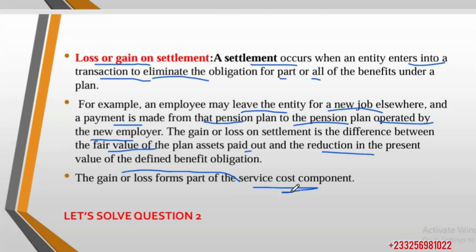The service cost. So a gain on settlement or loss on settlement will form part of the service cost. We said if it's a gain, it should be used to reduce the service cost, or specifically the past service cost, because we know curtailment and settlement are all part of the past service cost. So a loss should be added to the service cost or the past service cost, and the gain should be used to reduce the service cost, meaning it should be deducted from the service cost. Now let's try question 2.